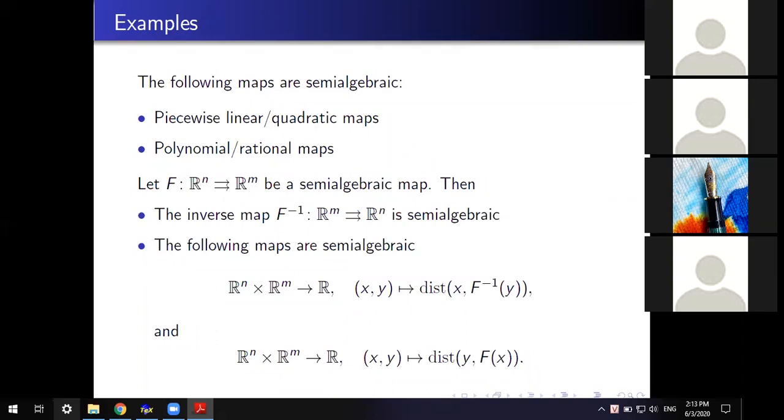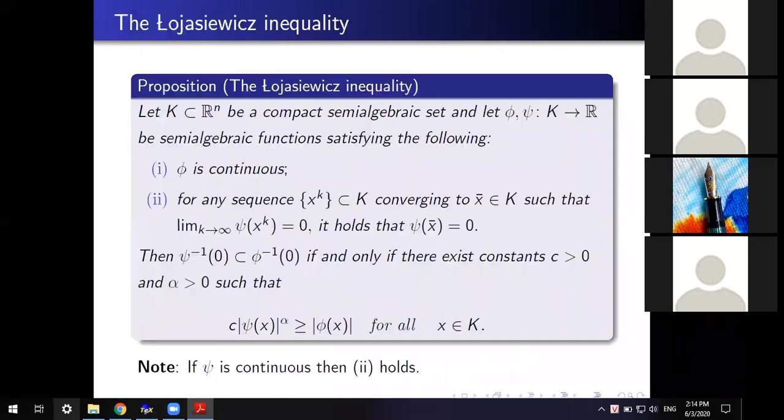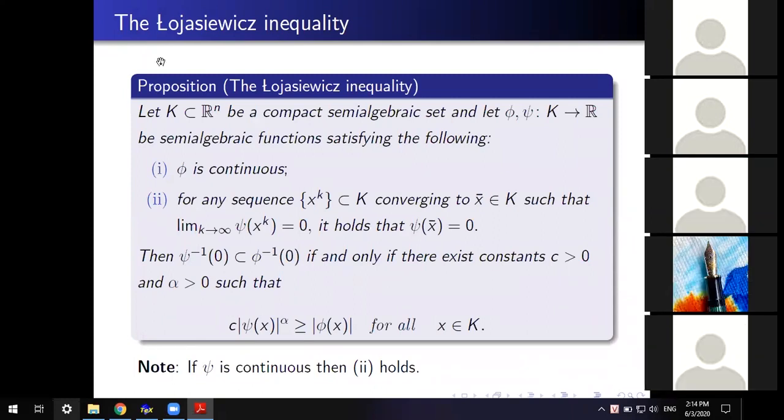So next, let F be a semi-algebraic map. Then we can prove that the inverse map F^{-1} is semi-algebraic, and the following maps are semi-algebraic, this map and this map. By definition and the Tarski-Seidenberg theorem, we can prove it. The proof is very easy, not so difficult. Okay, so the first result I would like to present here.